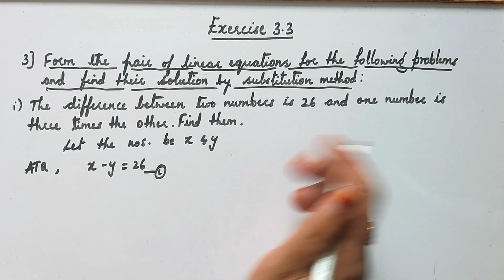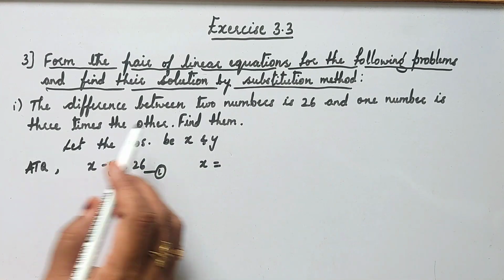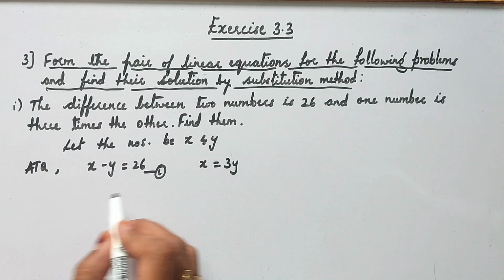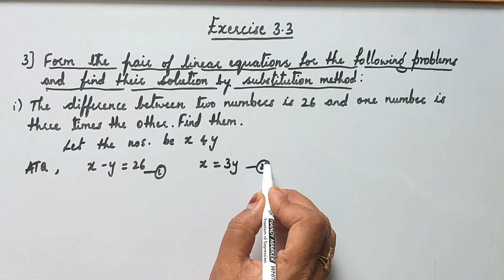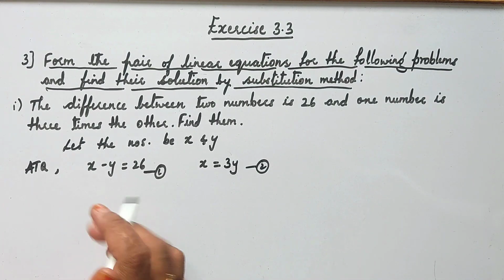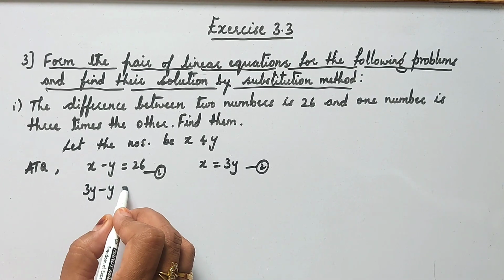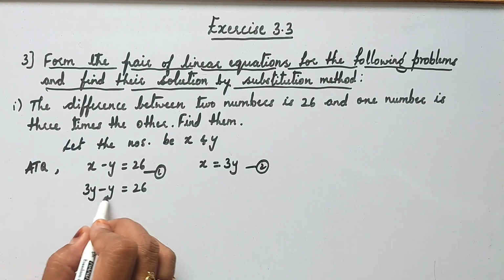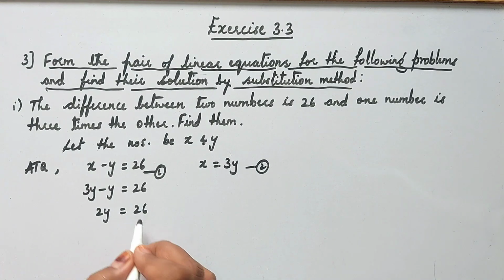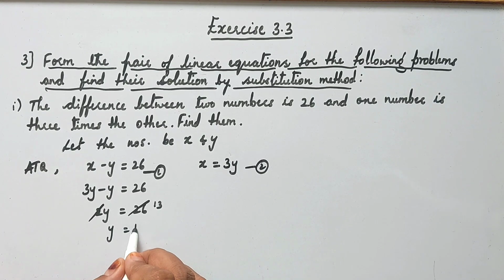And one number, that is x, is equal to 3 times the other number. Which is the other number? That is y. So this will be equation 2. We are going to substitute the value of x in equation 1. This is 3y minus y equal to 26. So we need to subtract here: 3y minus y is 2y equal to 26. We can directly cancel: 2 ones are 2, 2 thirteens are 26. So y equal to 13.